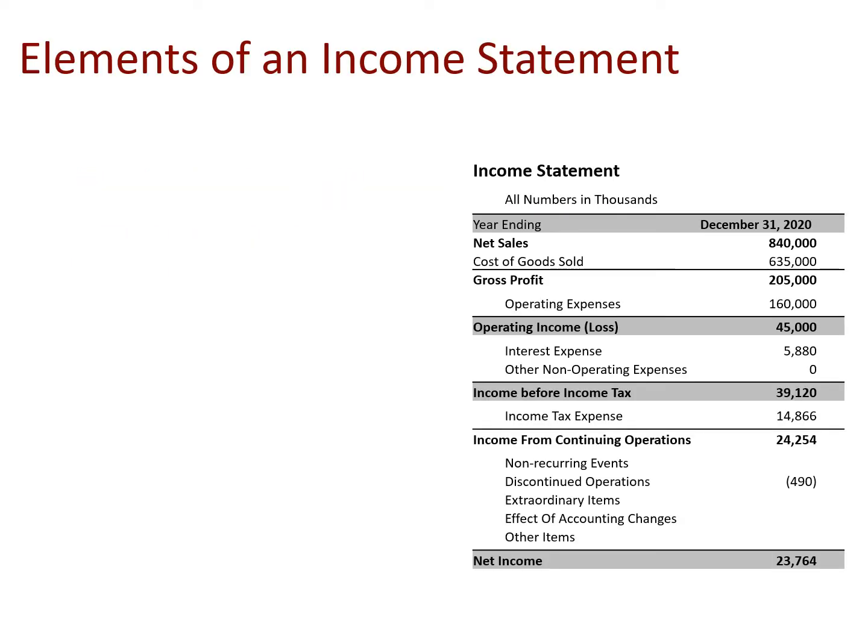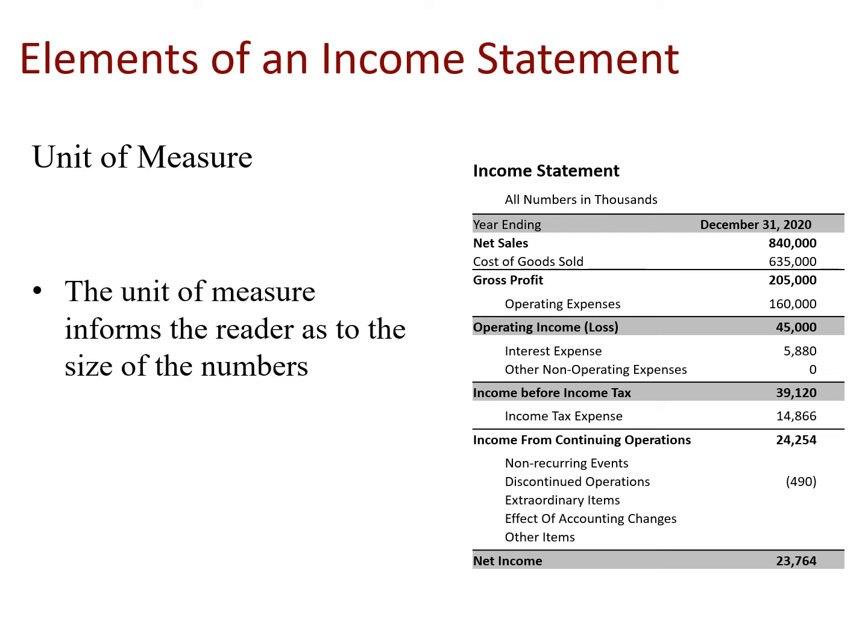Elements of the income statement. And again, we'll use the example that we presented. Unit of measure. So the first thing to catch, as we presented a little bit earlier, is that the unit of measure informs the reader as to the size of the numbers. So for example, right here you can see all numbers in thousands. What that basically means is that the 840,000 that's represented in net sales actually equates to 840 million.